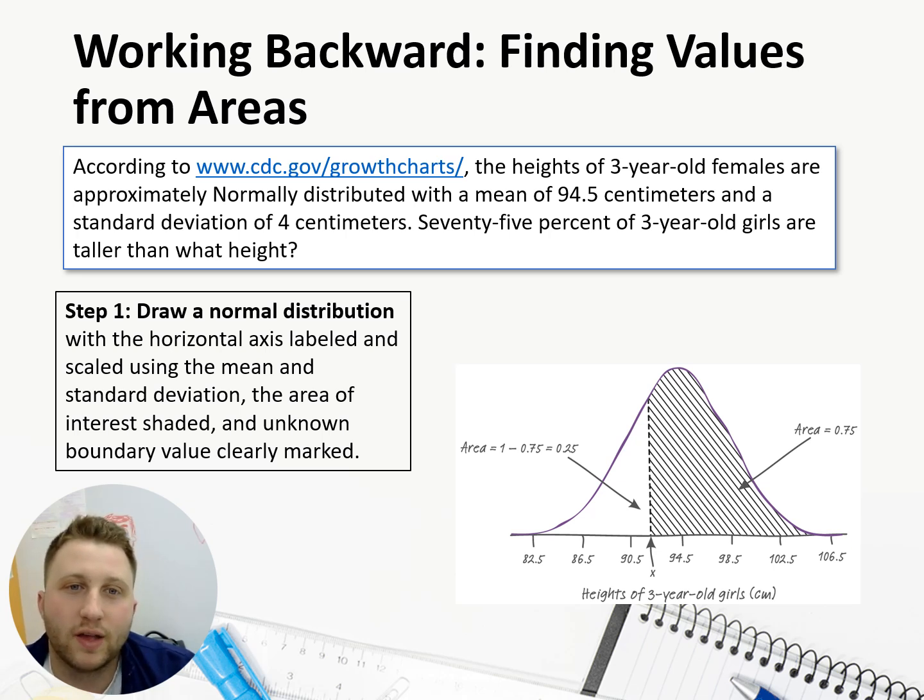And the example here says the heights of 3-year-old females are approximately normally distributed with a mean of 94.5 centimeters and a standard deviation of 4 centimeters. And they tell you 75% of 3-year-olds are taller than what height? Okay, so you know that there is some height above which 75% of 3-year-olds are, and below which, by the way, 25% of 3-year-olds are. And they want you to find that value. That's where normalcdf is not useful. That's where invNorm can be super helpful. But again, it's best if you draw the curve. That way you can realize what it is that you're actually trying to find.